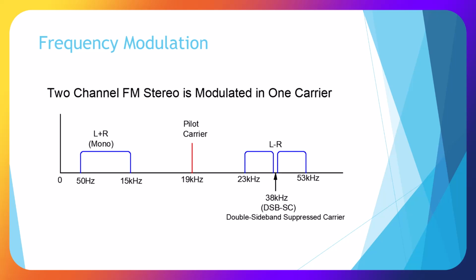Here's a diagram of the frequencies used. When we input into FM, it's an audio signal from 50 hertz to 15,000 hertz, mono, both channels left and right. So we have a pilot carrier, and then we end up with a DSB-SC, a double sideband suppressed carrier, center frequency 38 kilohertz, and we have a range between the two starting at 23 and ending at 53. So we have left and right channels.